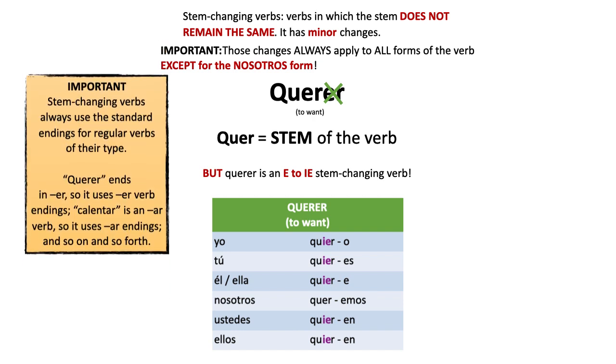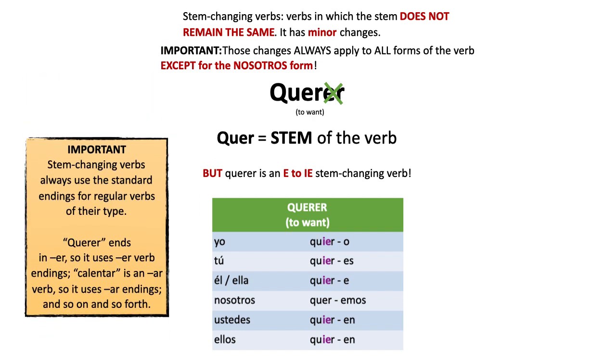What am I saying? Basically, I'm saying that stem changing verbs always use the standard endings for their type of regular verb, right?